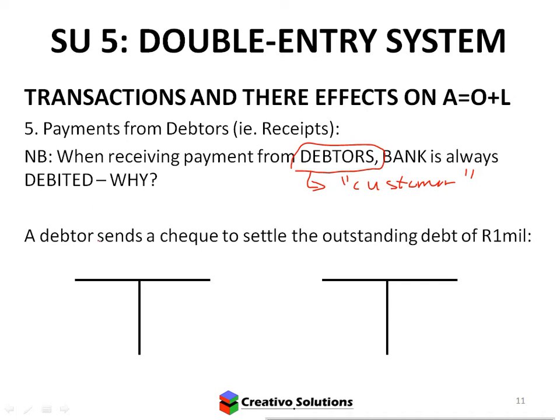Right, so here we've got a debtor sending a check to settle the outstanding debt. What stands out? Debtor sending a check to settle outstanding debt. 1 million. Okay, so who are we in this relationship? The business or the debtor? We're the business. Right, so as a business, do we want debtors to send us checks? Yes, because that'll be a form of payment.